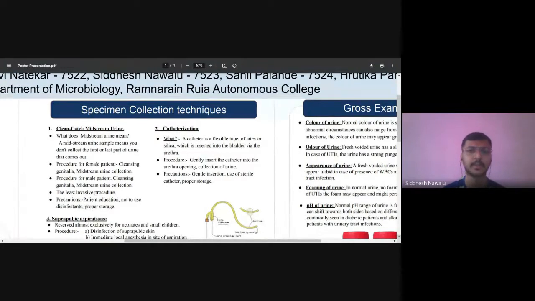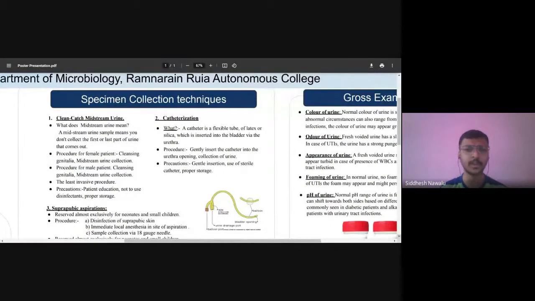Thank you, Ritika, and I am Siddesh Navlu, and I will be discussing the techniques used for the collection of urine samples. The first technique is clean catch midstream urine collection. So what does midstream mean? A midstream urine sample means that you do not collect the first or the last part of the urine that comes out.